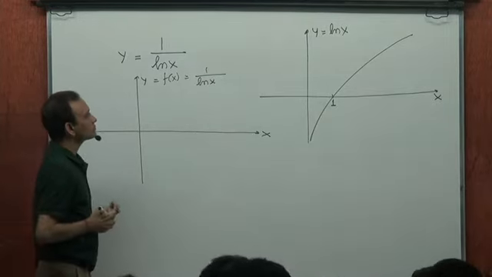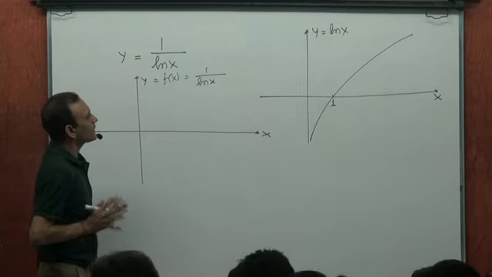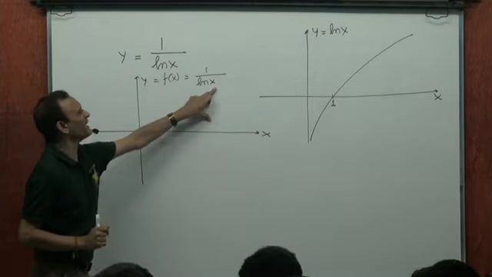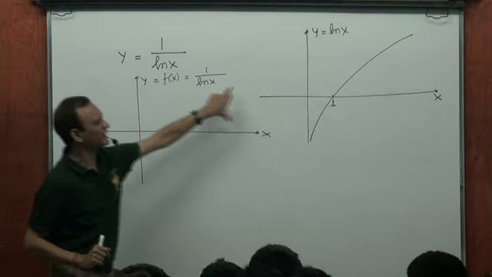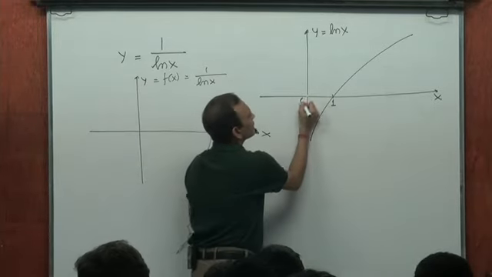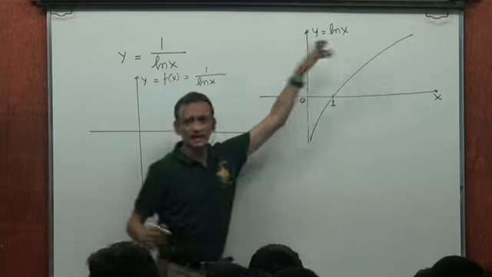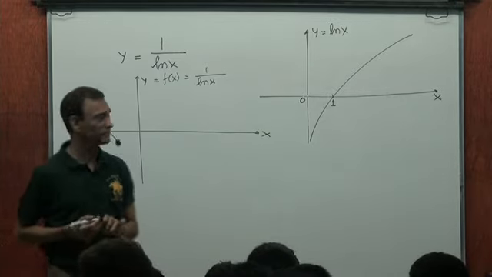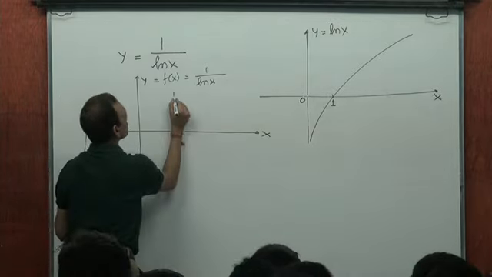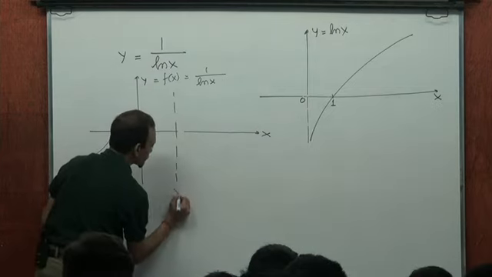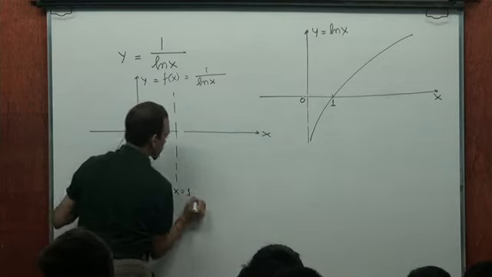Now, again, when x is less than 1, f(x) is negative, because ln x is negative. When x is less than 1, ln x is negative, so 1 by ln x will be negative. This is x equal to 1, right?